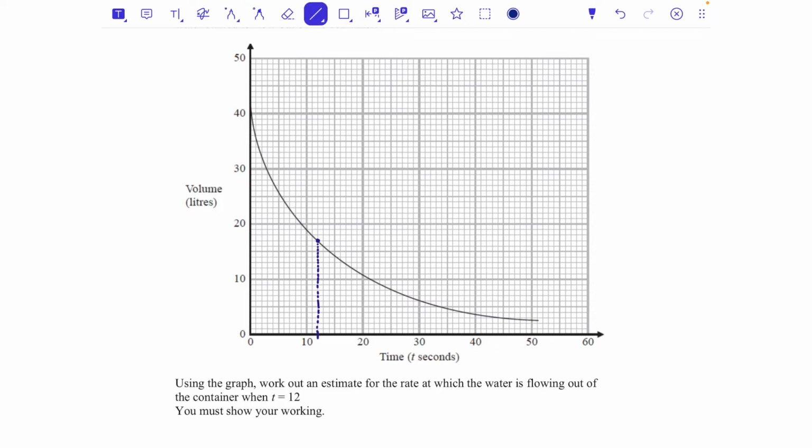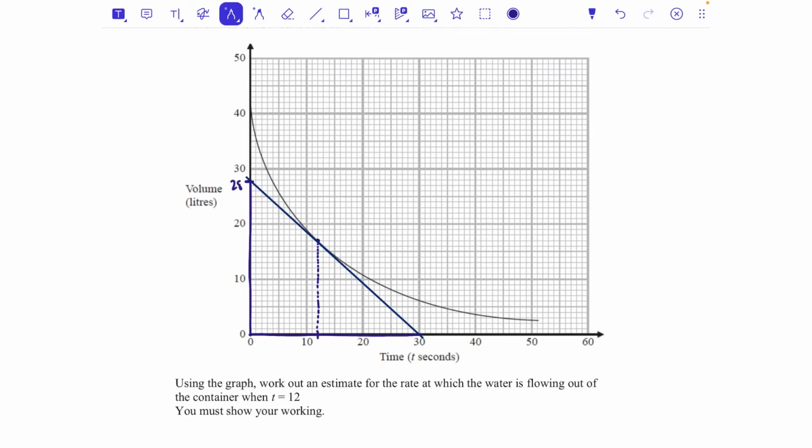Now, because this is a curve and I want the gradient, I need to draw a tangent. I'm going to go there and I'm going to move it. So I need to draw a tangent, and that tangent needs to match the steepness at that point you're looking at. There we go. So I've drawn it like that. And I'm going to make a triangle out of this. Now your triangle can be as big or small as you like. I'd like to make it as big as I can because what that then does is makes it more accurate. So I'm making a triangle like that.